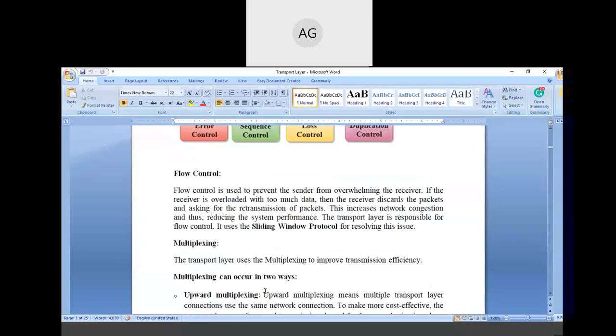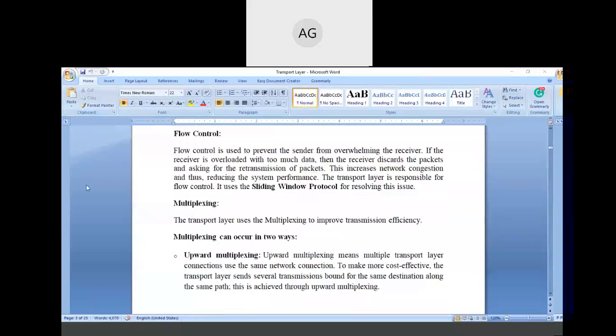The next service is flow control. Flow control is used to prevent the sender from overwhelming the receiver. If the receiver is overloaded with too much data, suppose the buffer sizes of the sender and receiver are different, and the sender continuously sends data without taking into account the receiver's memory or buffer, then there will be an overflow of data at the receiver's end.